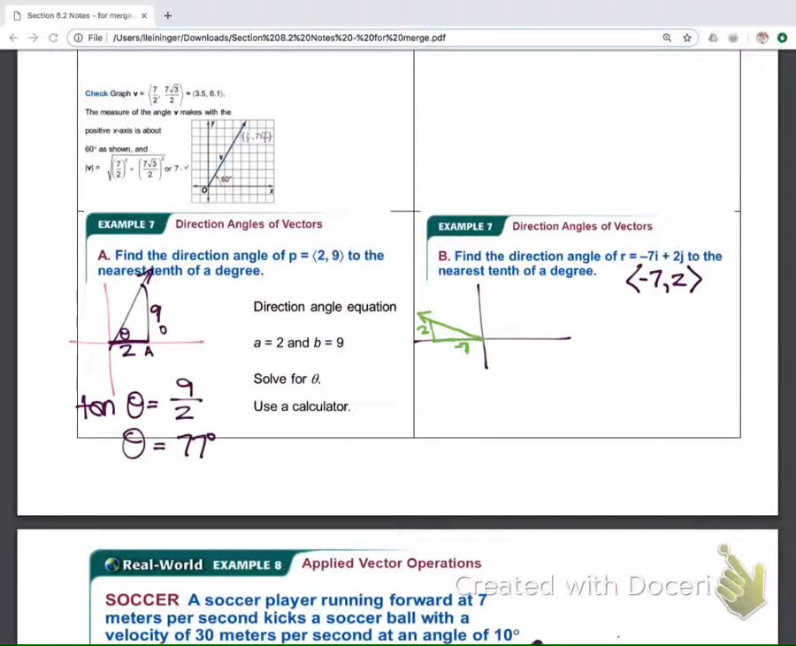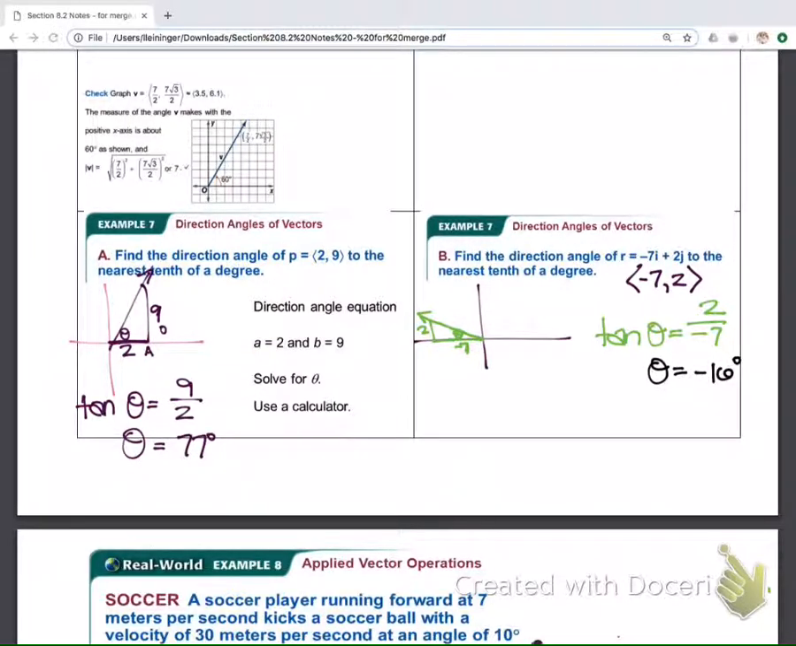Okay, if we set up, we're still going to find that angle, the reference angle, right? Now, just like before, I'm going to set up tangent of theta is equal to opposite over adjacent. When we do inverse tangent of 2 over negative 7, what do we get back out? A negative angle. Okay, let's review. I get out theta is negative 16.